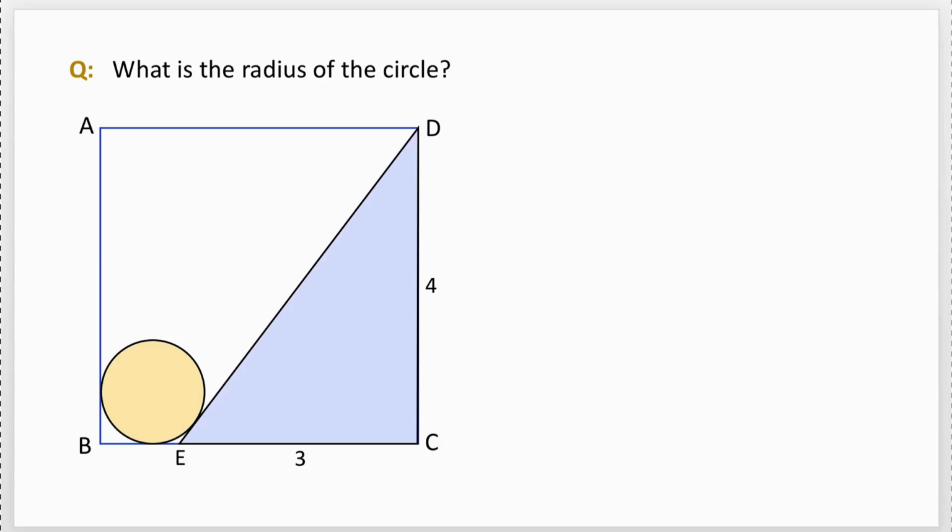Hello guys, here is a quick geometry challenge. I will solve it using a few simple techniques.